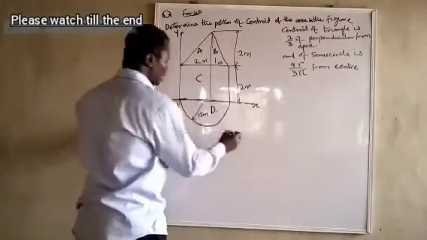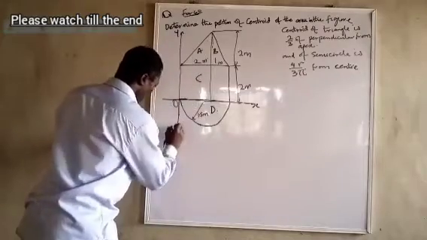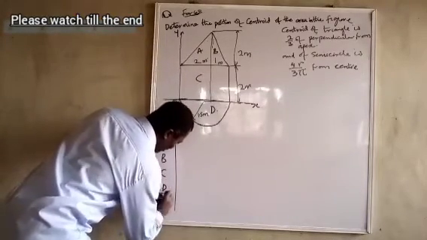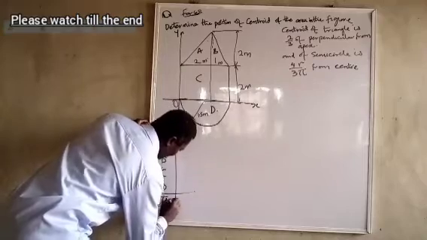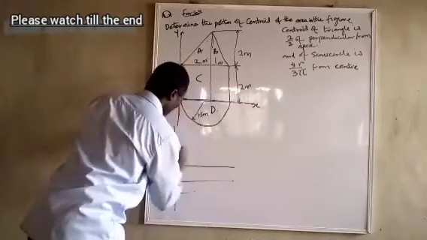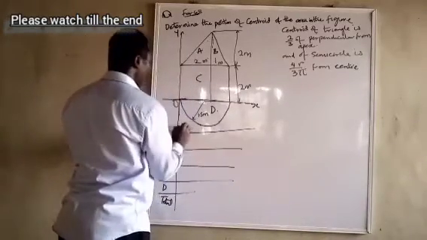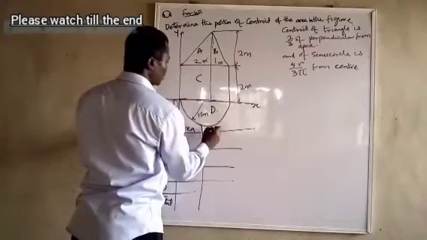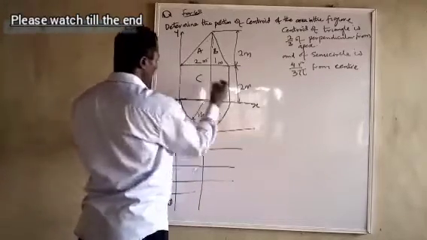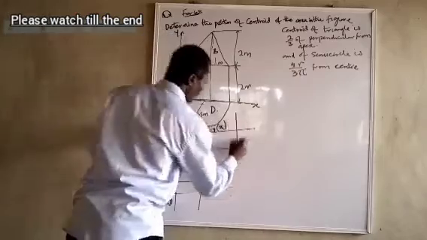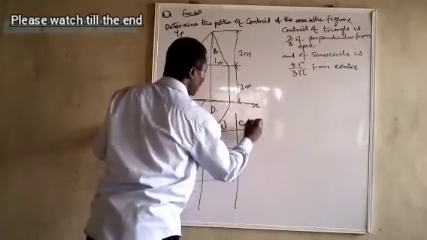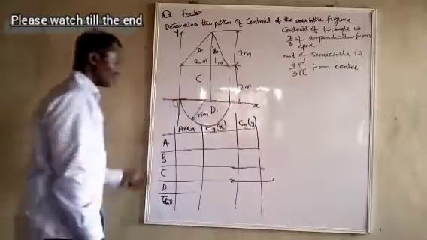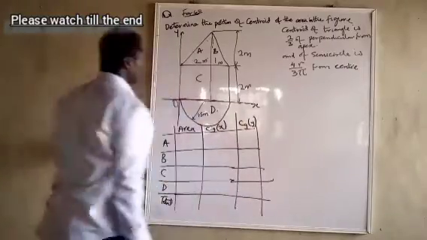Now let's work this out. A, B, C, D, and the total. So we have it like this. So we have area, CG along x axis, CG along y axis. So we get this one for each. And let's work this out.